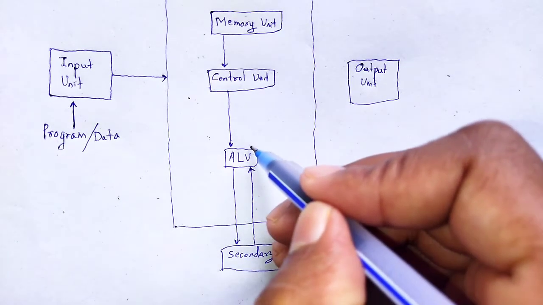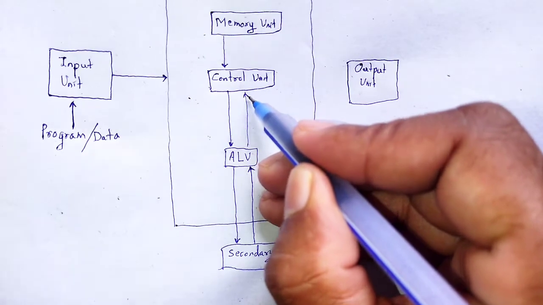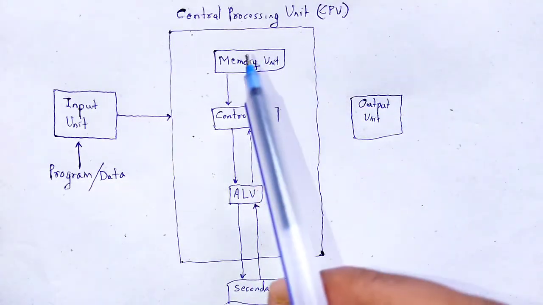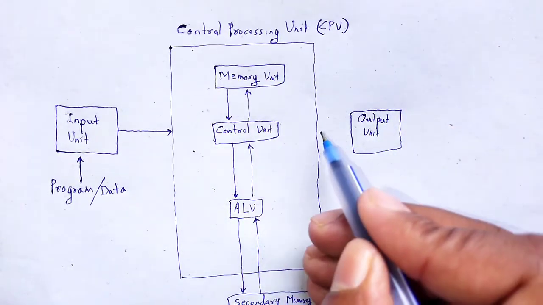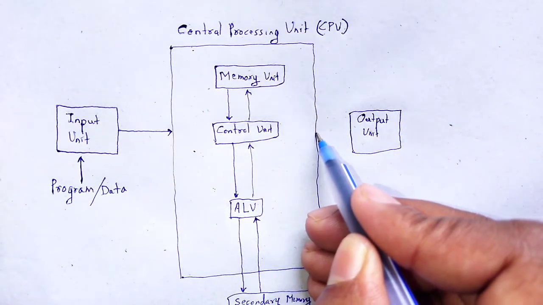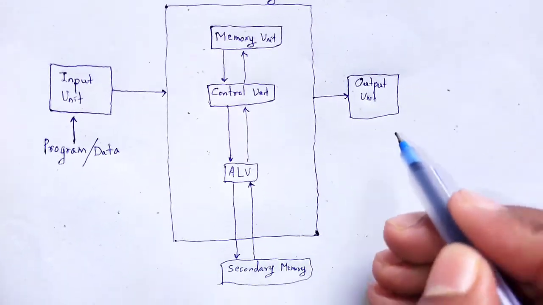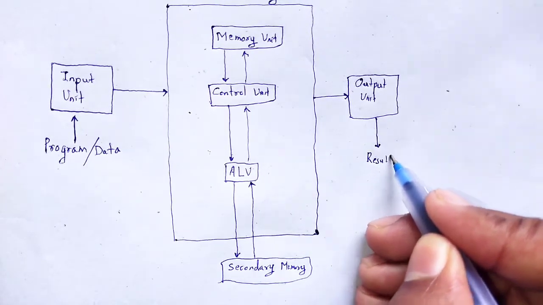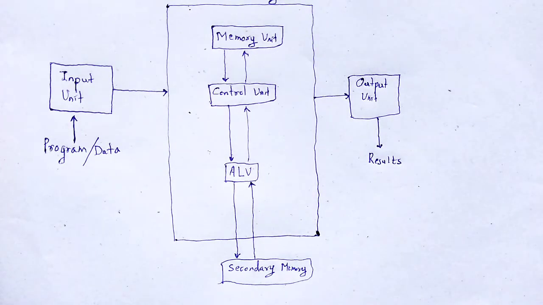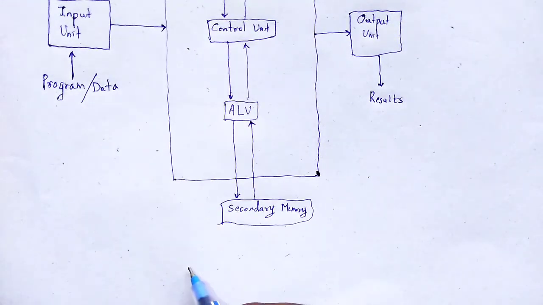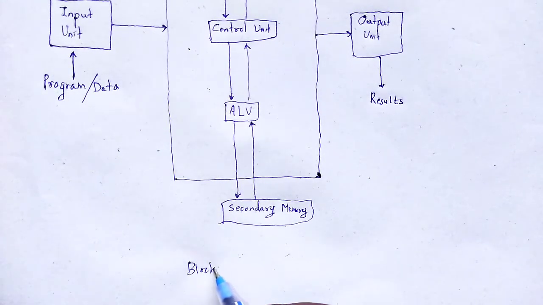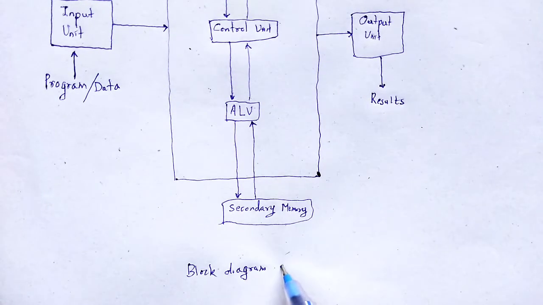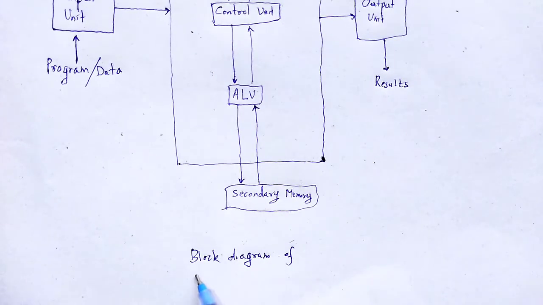Then secondary memory to arithmetic logic unit, control unit, then towards the memory unit. After central processing, it goes towards the output, and finally we have the result. This is the block diagram of basic computer organization.